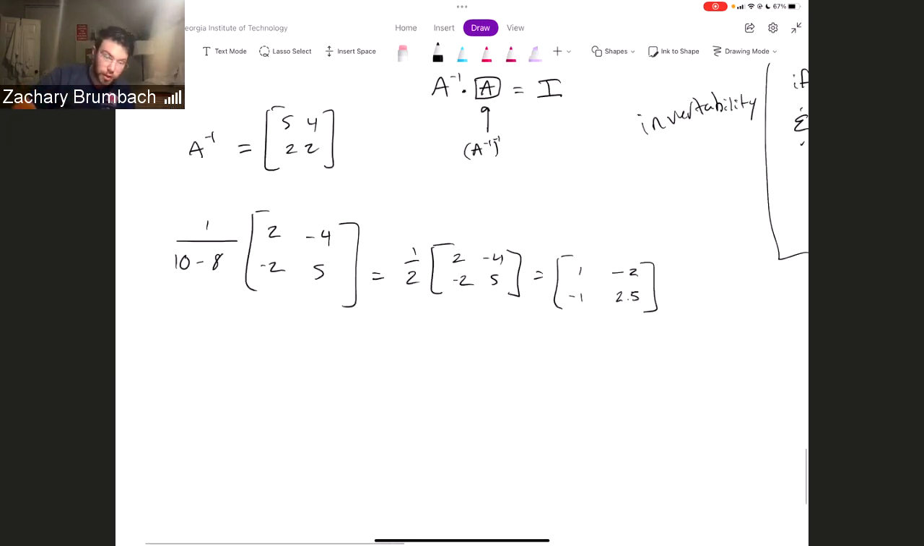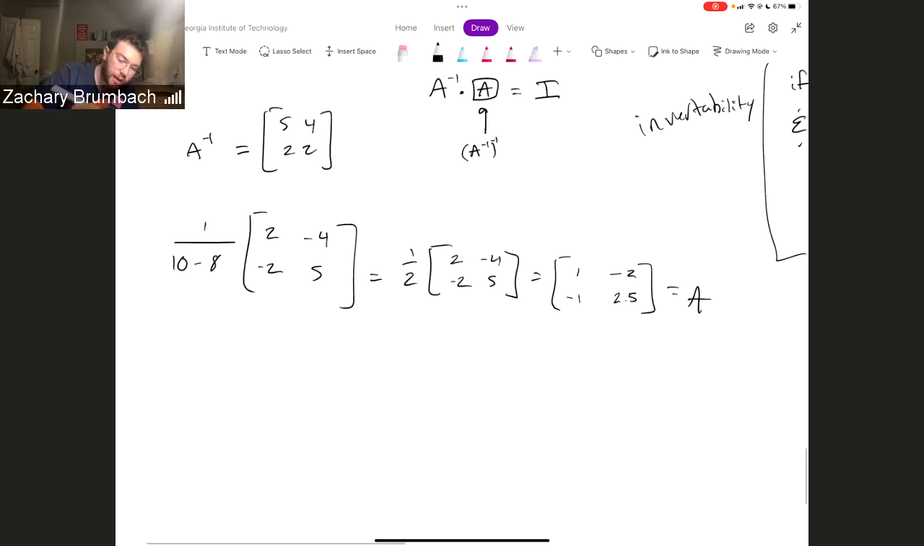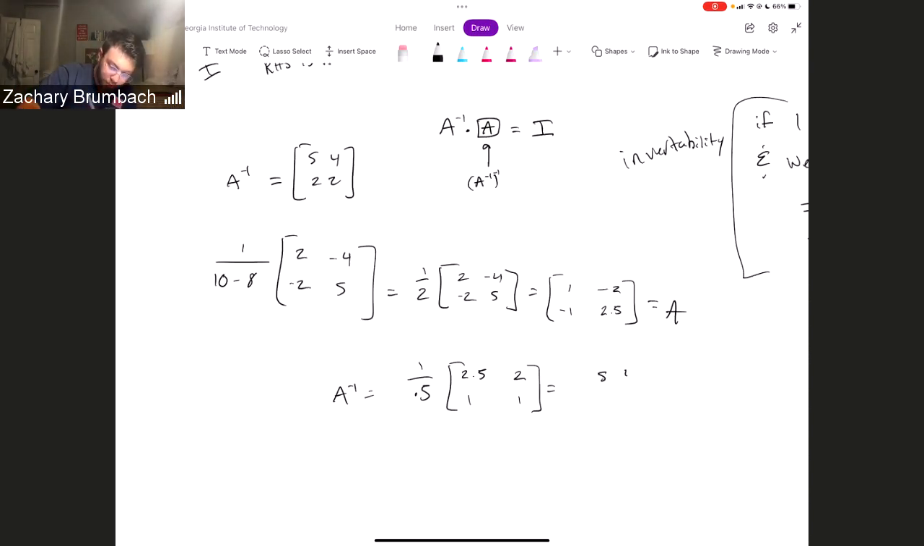And if you really wanted to check yourself, to find that this is A, you can find the inverse again, and you'll find that it's 1 over the determinant, which is 2.5 minus 2, 1 over 0.5. Switch those, 2.5, make that negative, 2, 1, 1. And 1 over 1/2 is just multiplying by 2. That's 5, 4, 2, 2.